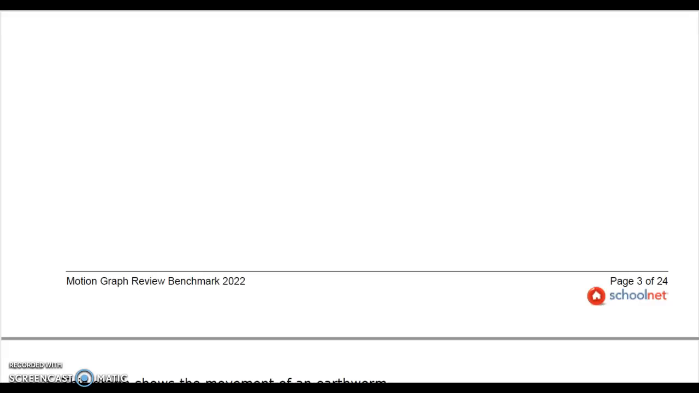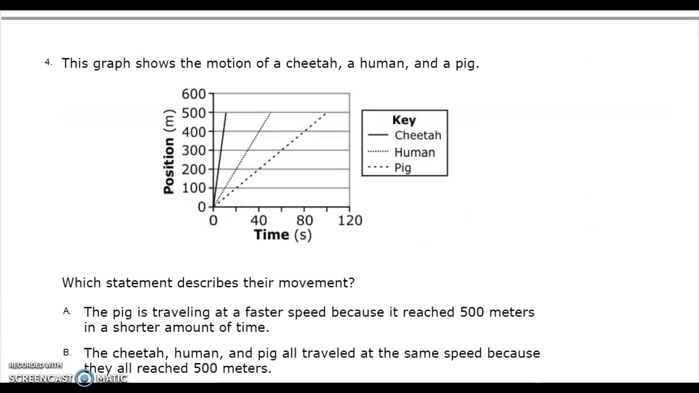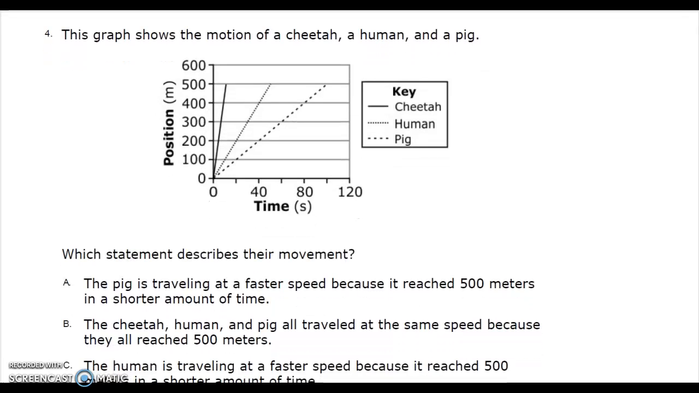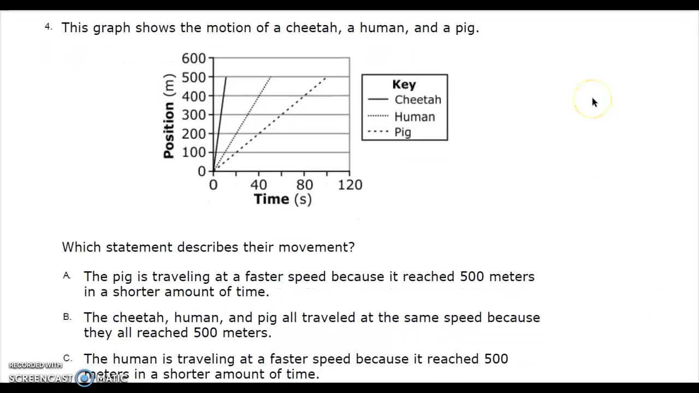Moving on to the next one, if I can get my computer to cooperate here. We've talked about this one in class, and again, even if you got to this and you kind of forgot what you were doing, I think you could probably reason your way through this one. This is the motion of a cheetah, a human, and a pig.